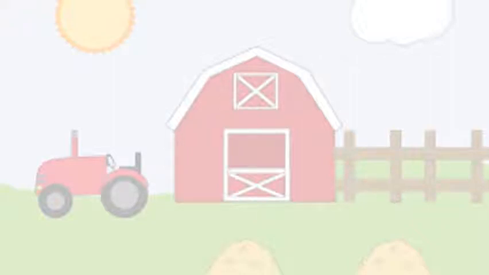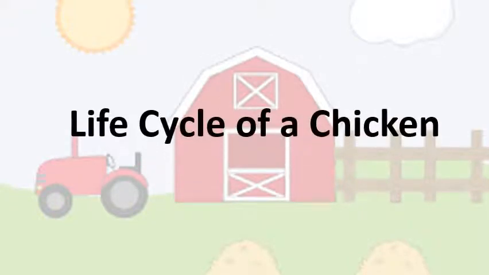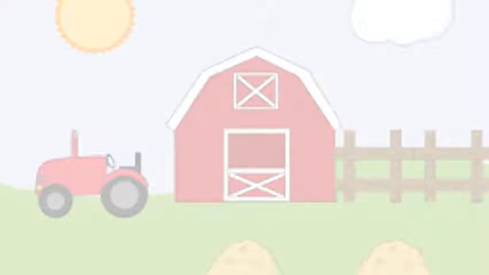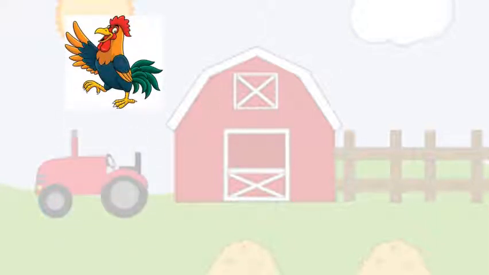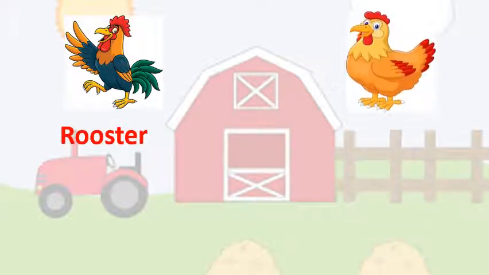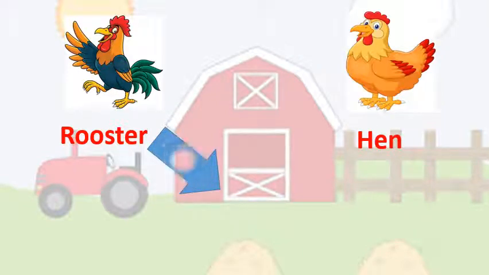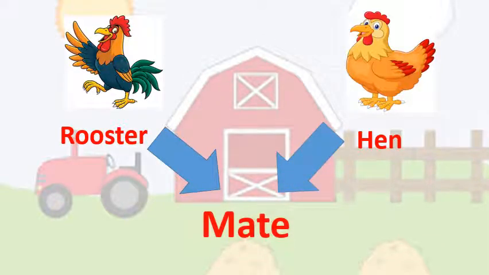So grade 6, we are in life cycle of a chicken. The life cycle of a chicken begins with a rooster. This is a rooster getting married to a hen. Together, what do they do? They mate. So this rooster is going to mate with this hen.